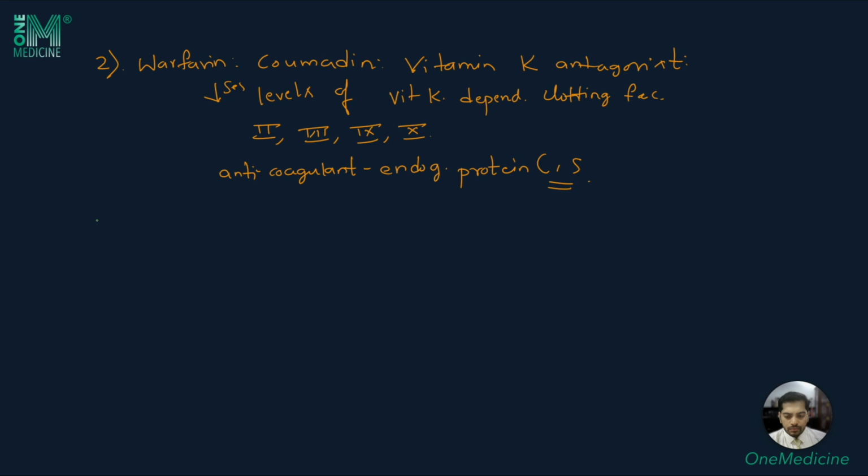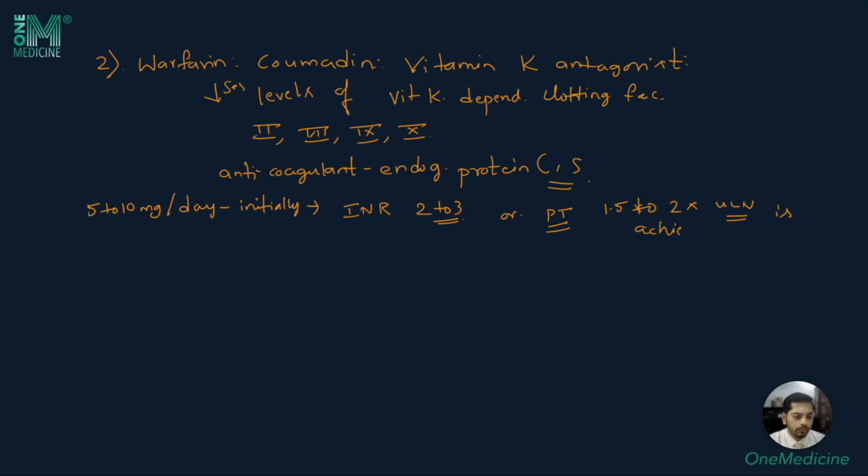In patients needing warfarin therapy, the dosing is initiated at 5 to 10 milligrams per day initially, and it is titrated to achieve an INR of 2 to 3, or if prothrombin time alone is used, a prothrombin time of 1.5 to 2 times the upper limit of normal is achieved, and the dose is titrated accordingly.